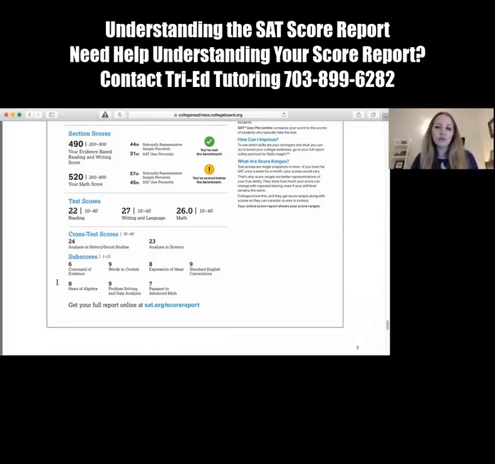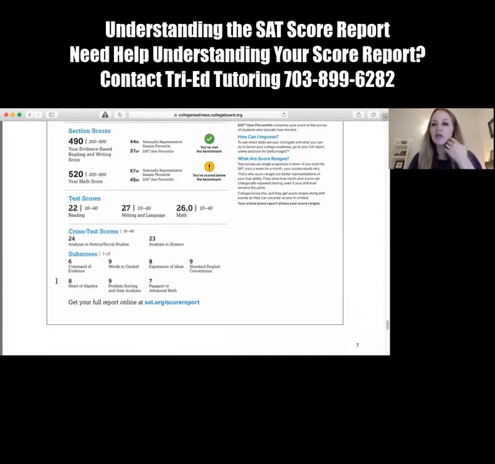Cross-test scores help us to some degree. They don't really tend to change the way that we prep too much, but within each section, there are questions that are categorized as testing history and social studies concepts and questions that are testing science concepts. So even though you may be doing a reading passage, it may be a reading passage that's historical, and so those questions are going to fall under the cross-test score of analysis in history.